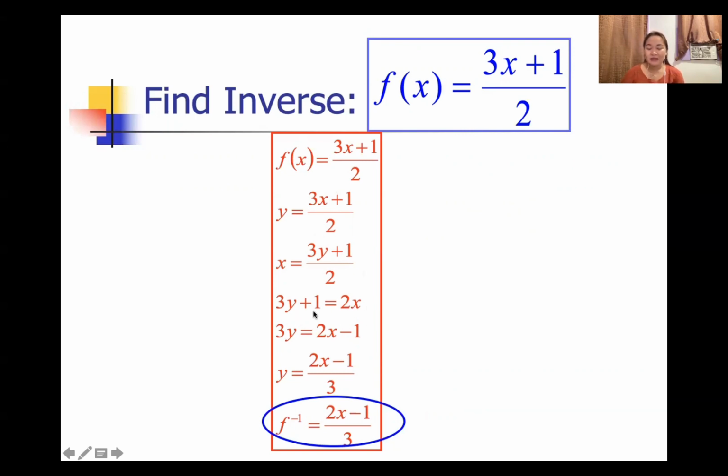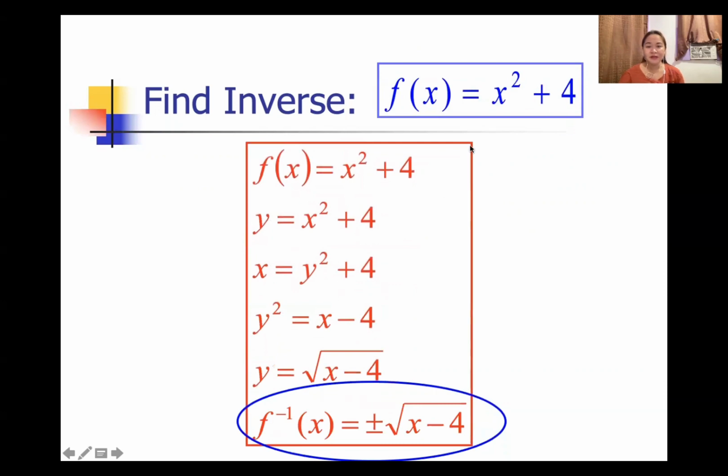After that, for y, transfer 1, so subtract 1 from both sides. That's why we have 3y equals 2x minus 1. Then after that, divide both sides by 3. So y equals 2x minus 1 over 3. So the inverse is 2x minus 1 over 3.